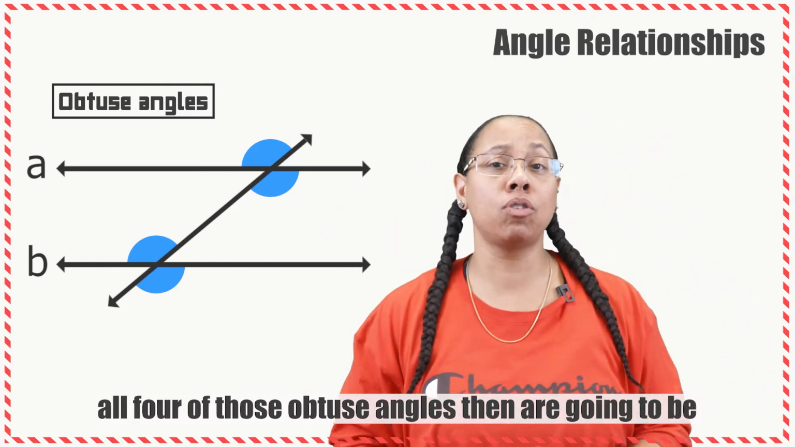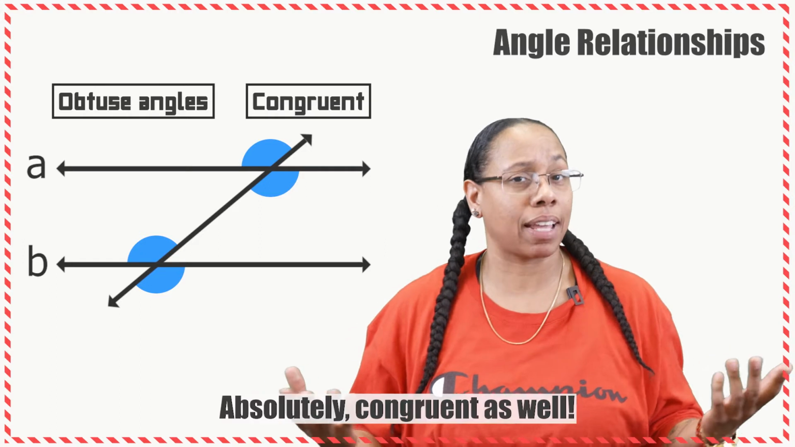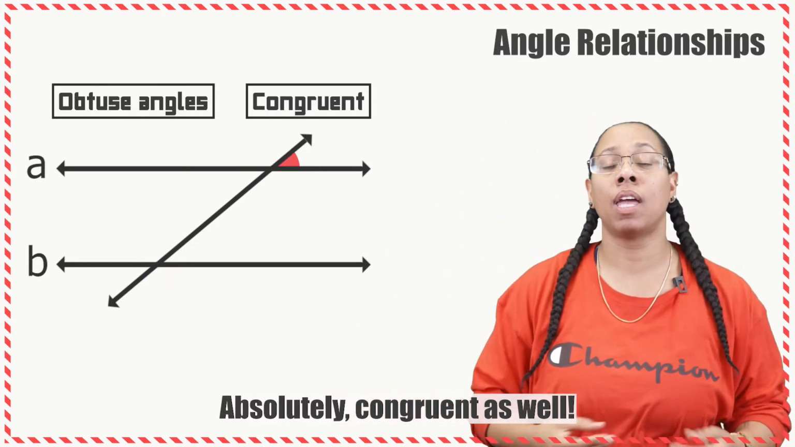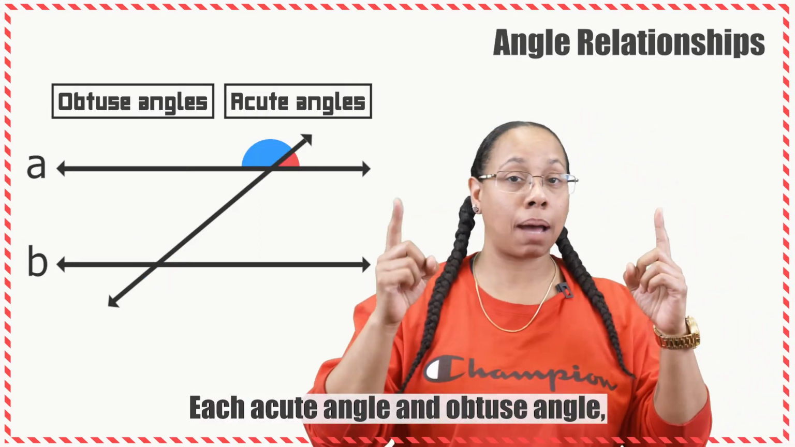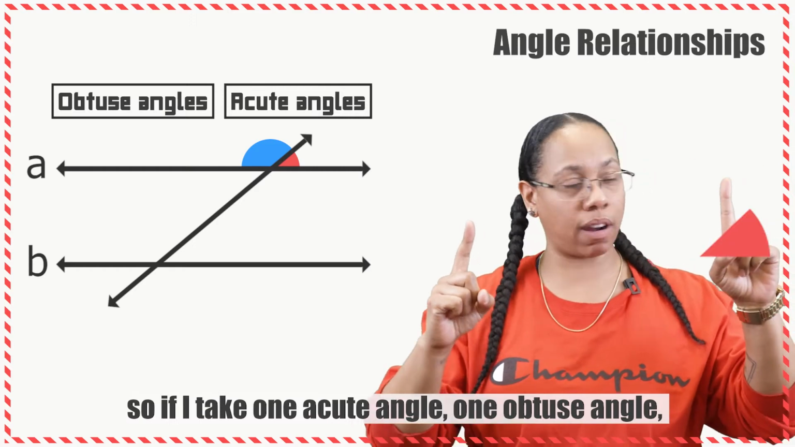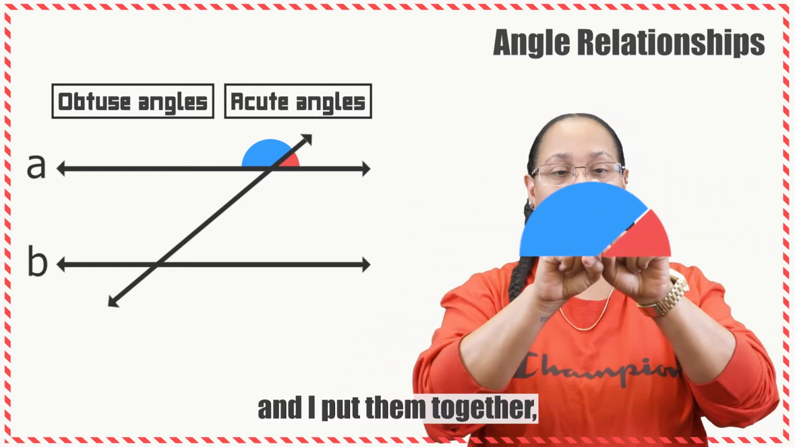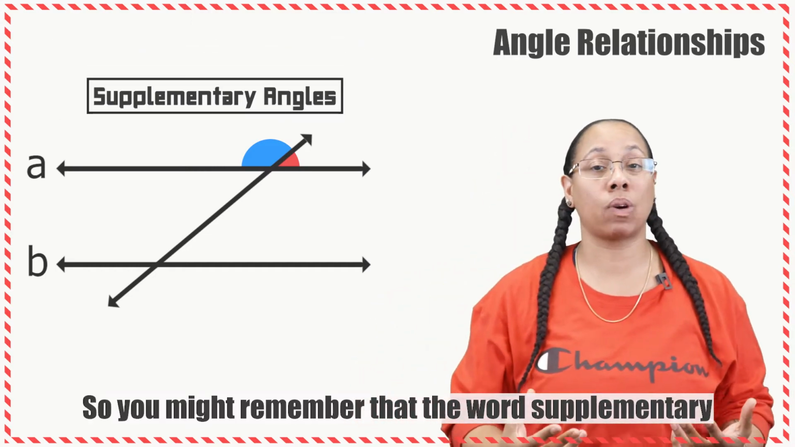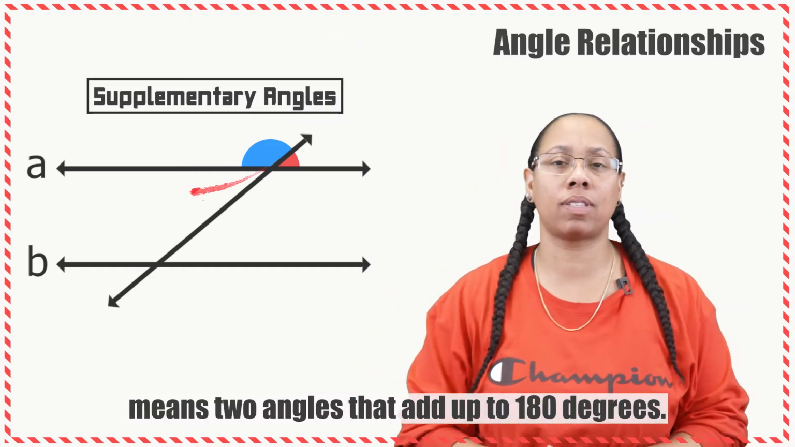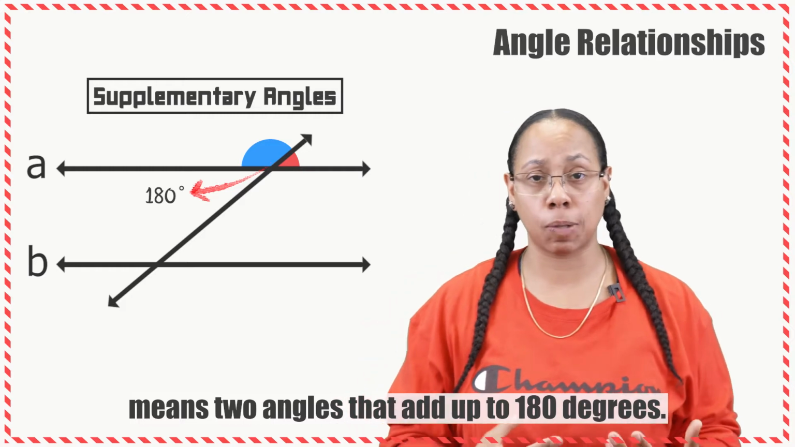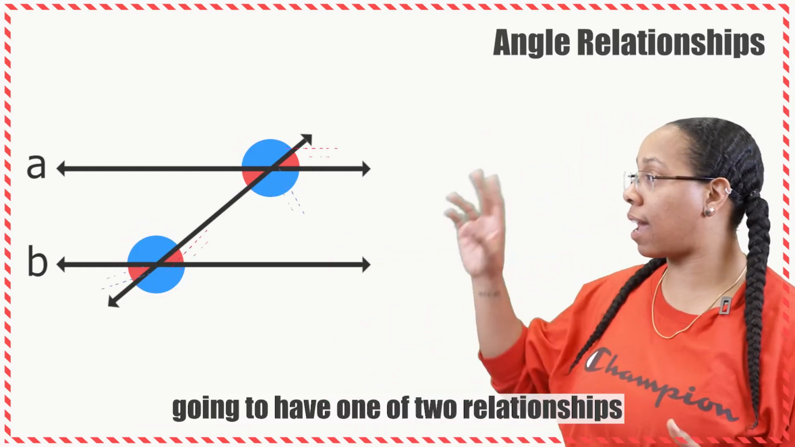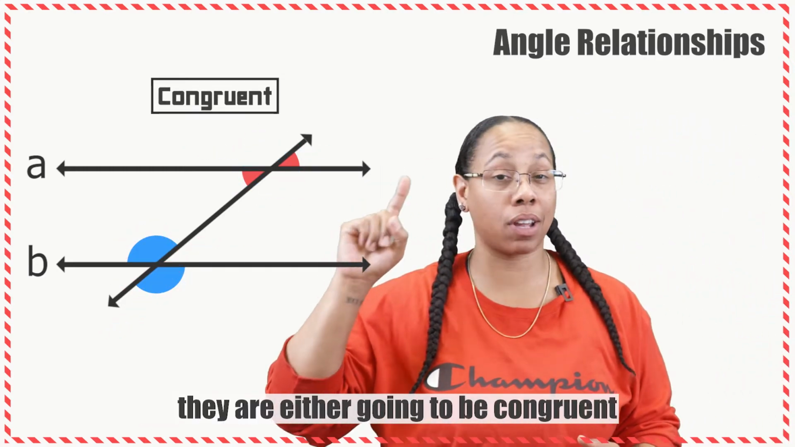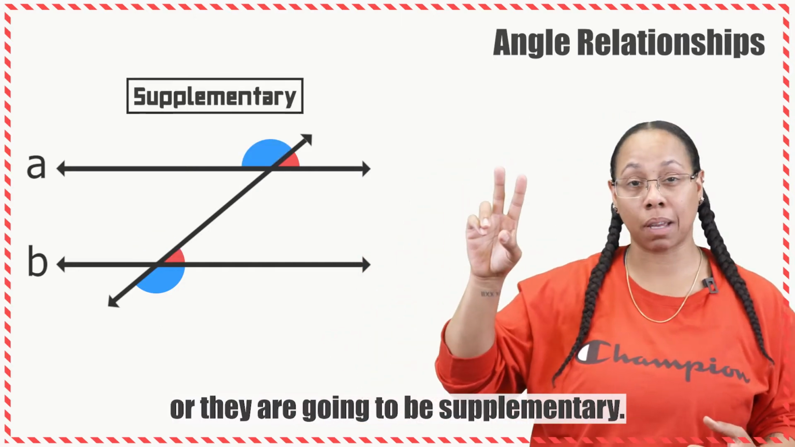All 4 of those obtuse angles then are going to be, what do you think? Absolutely congruent as well. If I take one acute angle and one obtuse angle and I put them together, I'm going to get supplementary angles. You might remember that the word supplementary means 2 angles that add up to 180 degrees. So all of these angle pairs are going to have one of 2 relationships. They're either going to be congruent or they're going to be supplementary.